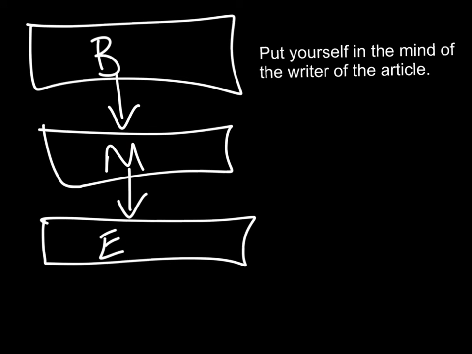Think about it like a flow chart. If you were putting yourself into the mind of the writer of this article and going back to the planning stages, how do you imagine the writer would have written out the plan for this article? How does it begin? How does it develop? And then how does it end?